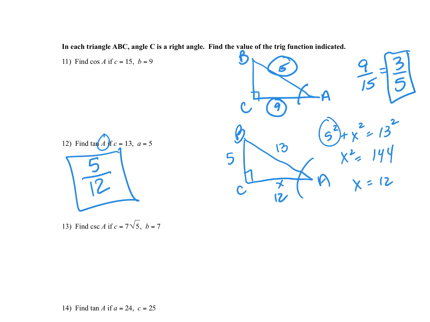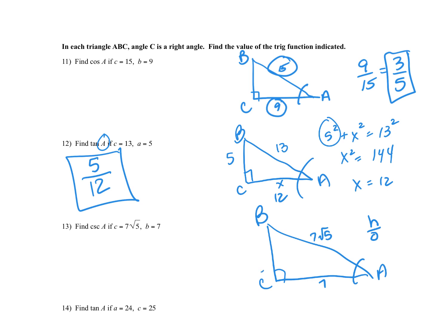So here we draw the same triangle. C, A, B. Little c is 7√5. Little b is 7. And they want the cosecant of A. Well, cosecant of A is the reciprocal of sine, so it's hypotenuse over opposite. And we have the hypotenuse, we're going to need the opposite.